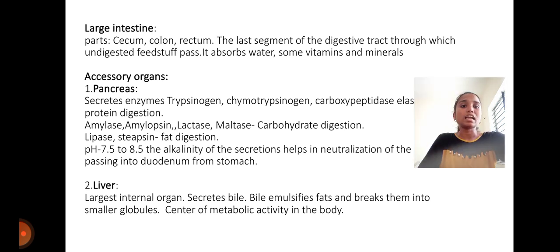We have accessory glands. They are not directly involved in digestion, but they help in digestion. First we have the pancreas. It has certain enzymes, trypsin, amylase and lipase, for the breakdown of proteins, carbohydrates and fats. Next we have the liver. It produces bile that helps in emulsification of fats.